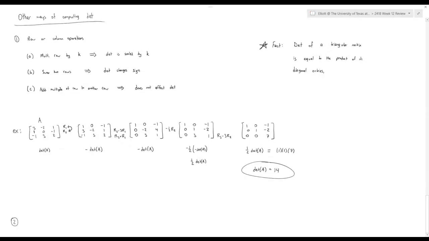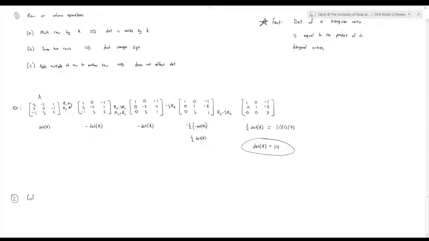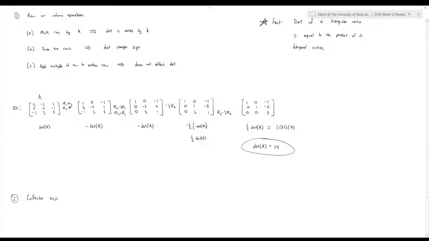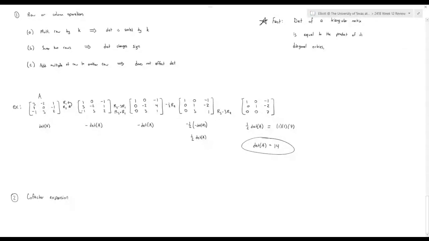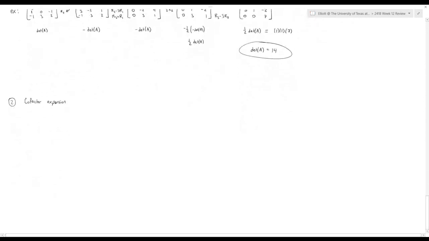Now I want to discuss yet another way of computing determinants. Okay? This method of computing determinants is often called something like a cofactor expansion. This is probably how I usually compute the determinant of, say, a 3 by 3 matrix, as opposed to using the big formula or performing operations on it.